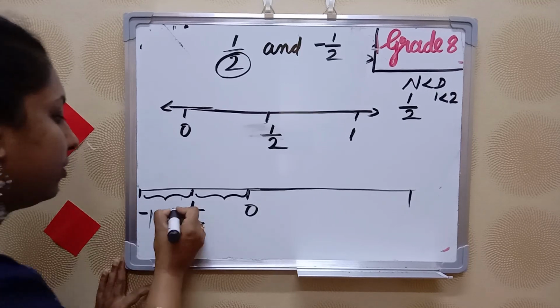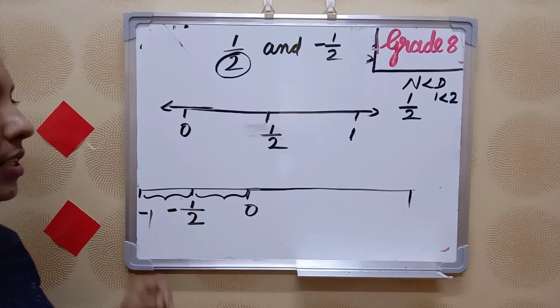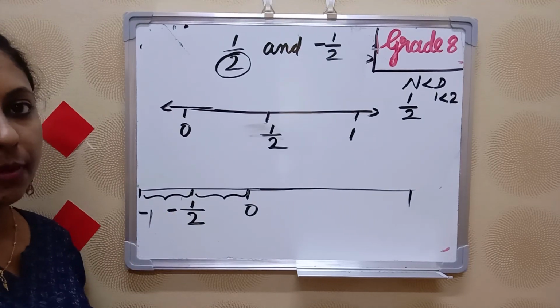Negative 1 by 2. Not 1 by 2. Negative 1 by 2. Here we can write negative 1 by 2.